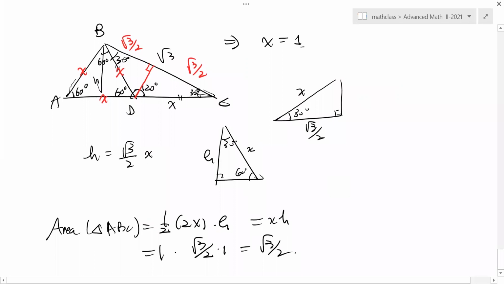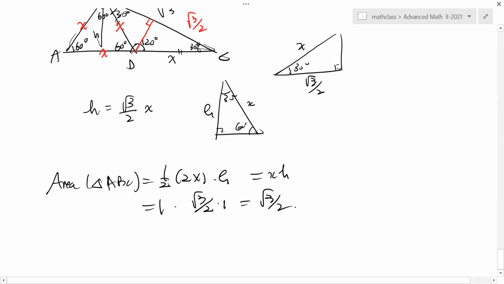x is 1, so h is half of square root of 3. Yeah, that's h. Okay. The base is going to be 2x. Yeah, okay, that's correct. Okay, A, B, C. So square root of 3 over 2.